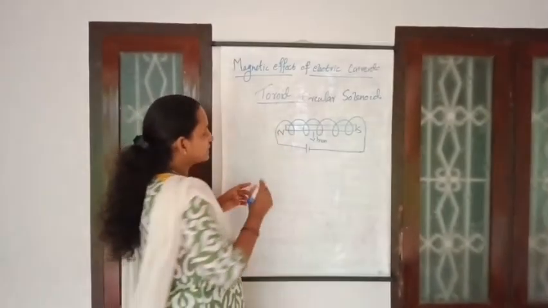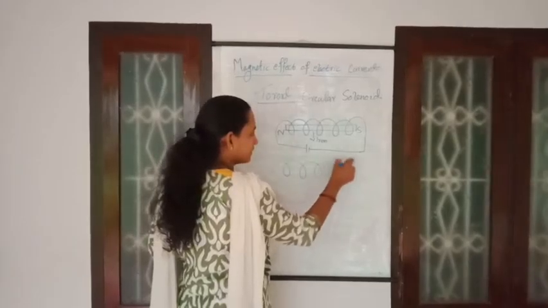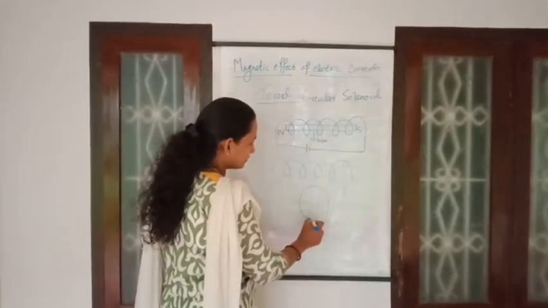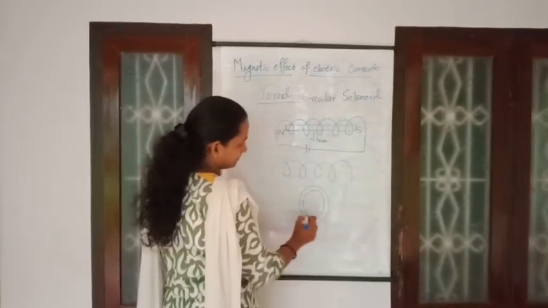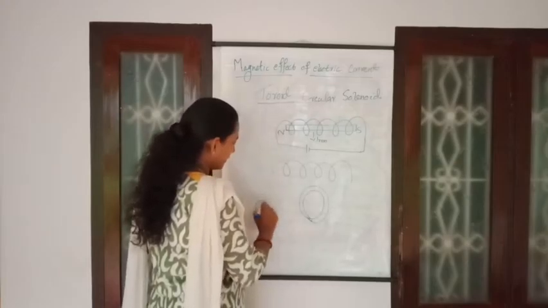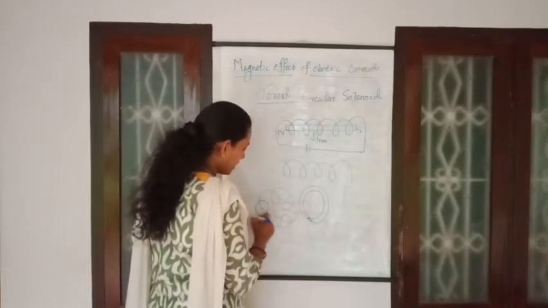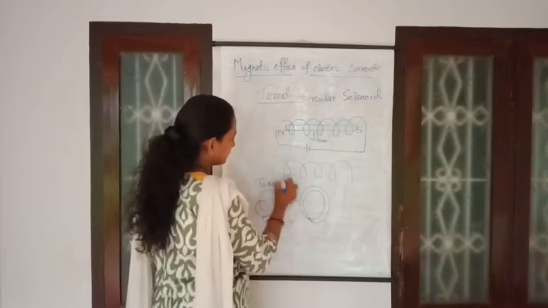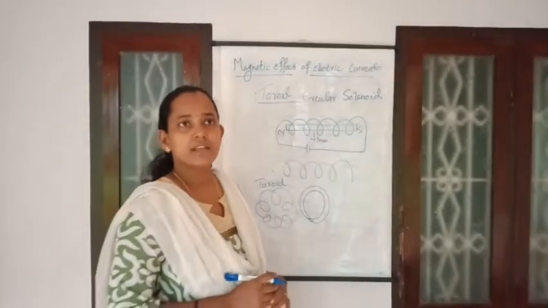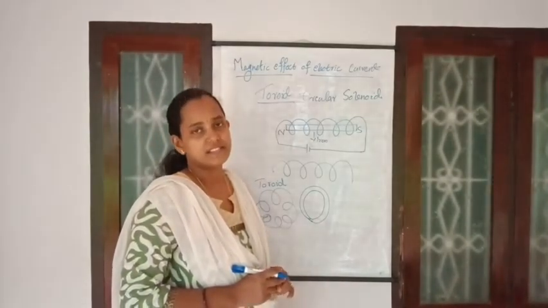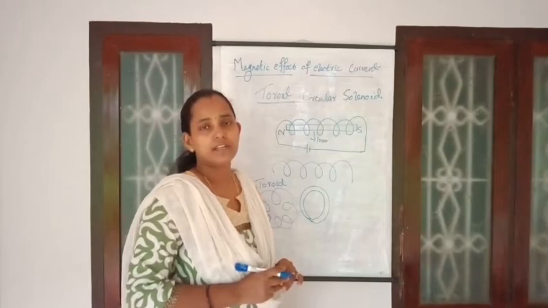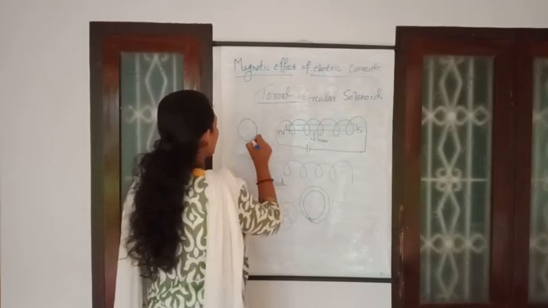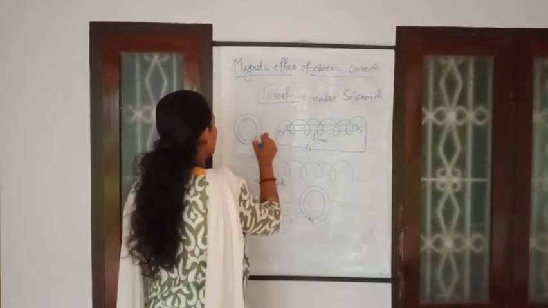So when this solenoid is bent into the form of a circle, that is actually known as what? Toroid. So a toroid is actually a circular solenoid itself. What is a toroid? A toroid is a circular solenoid. So it is a hollow circular solenoid, a hollow circle.